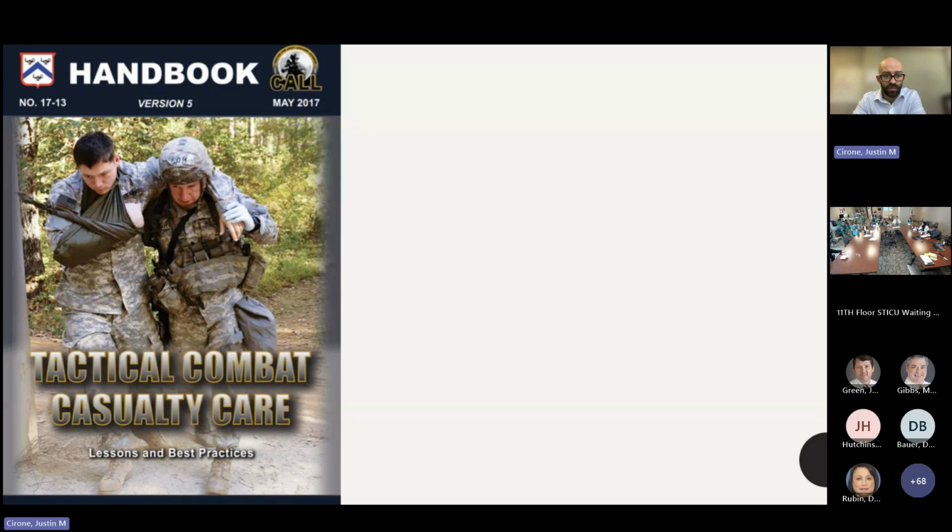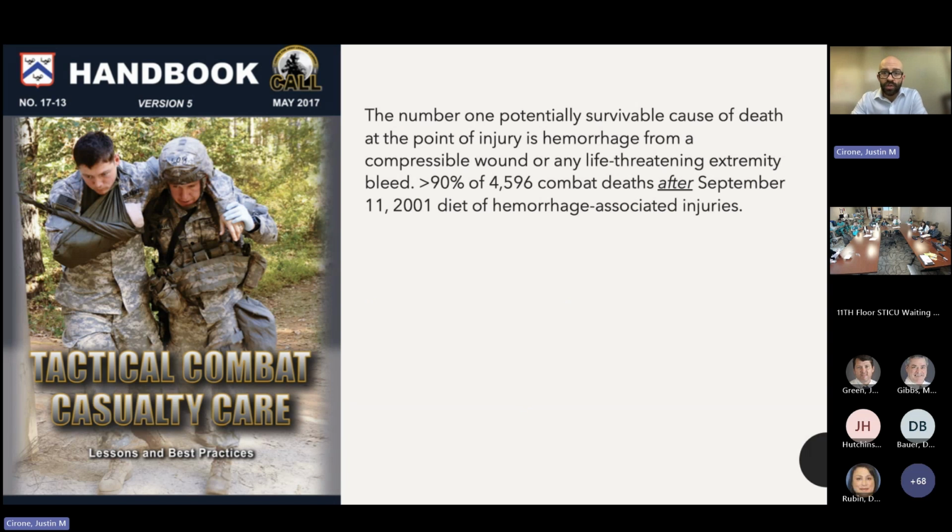This here is from the Tactical Combat Casualty Care book. And I am not military. I won't claim to know what it's like to be military, to go through this training, but I do know a lot of the phrases and words that come out of it, given the reality of being in the trauma world. So this is just highlighting that the number one potentially survivable cause of death at the point of injury is hemorrhage from a compressible wound or any life-threatening extremity bleed. And more than 90% of 4,500 combat deaths after 9/11 died of hemorrhage-associated injuries. That number is strikingly different today, thankfully, but a lot has changed in the past 24 years or so.